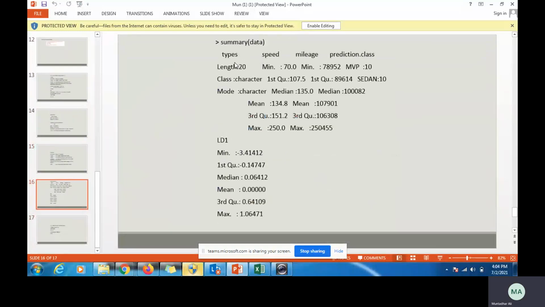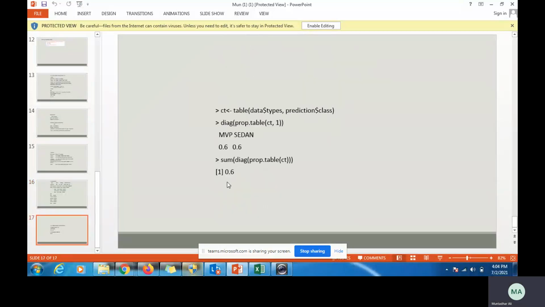Then we summarize the data, find the types, length 20, speed, minimum speed is 70. Then we find here the median, mean. Then we find the table of data types, prediction, class.